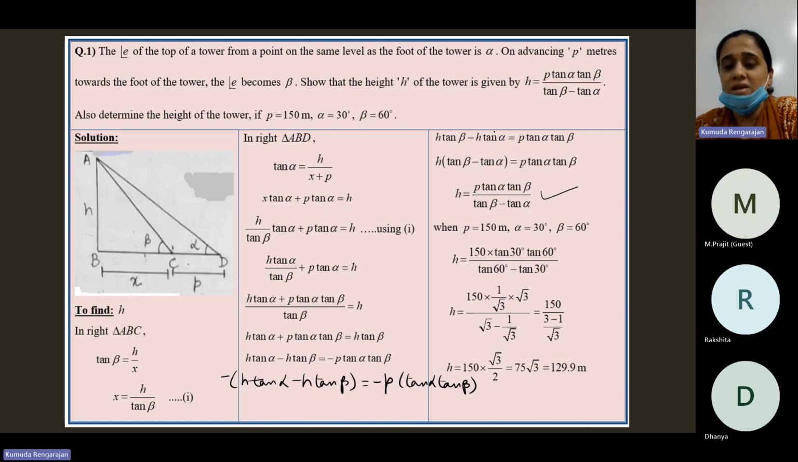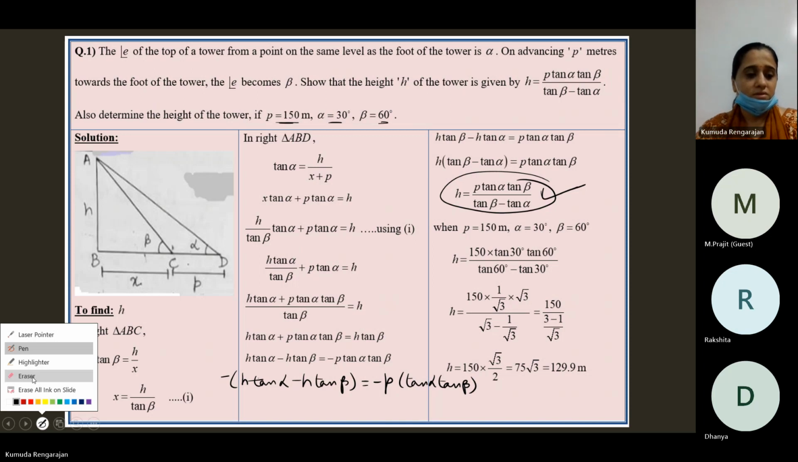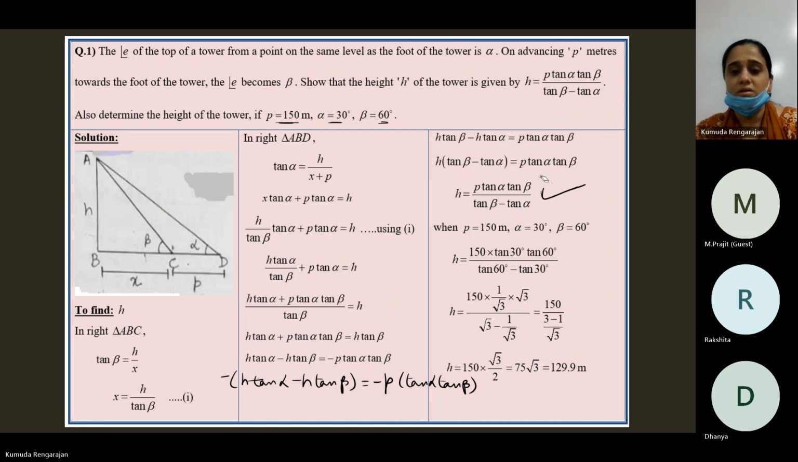And now that we've proved this expression for h, continue to read the next part of the question. If P is 150, alpha 30 and beta 60, substitute those values here in this expression and find the value of h. Please do this. Do not blindly copy, children. Please understand, and then work out.